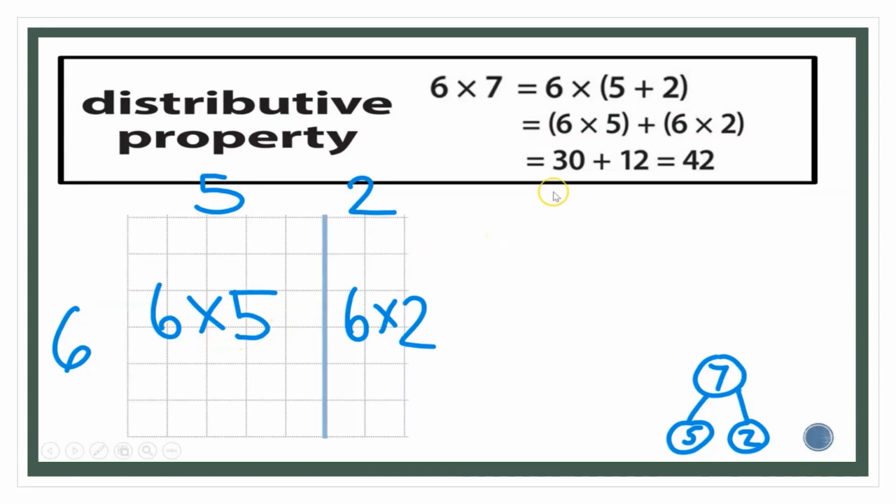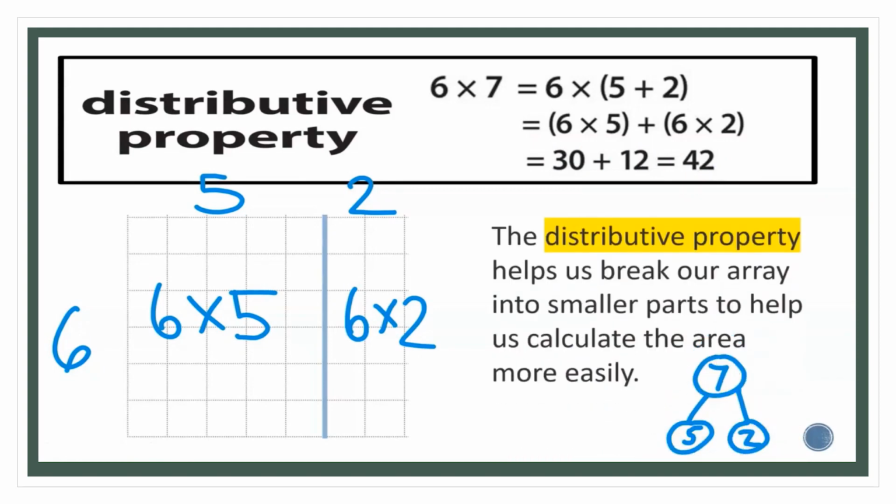6 times 5 equals 30. 6 times 2 equals 12. Now we're going to put these 2 partial products together to come up with our final product or answer, which is 42.